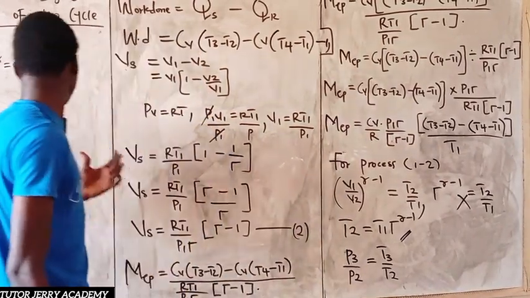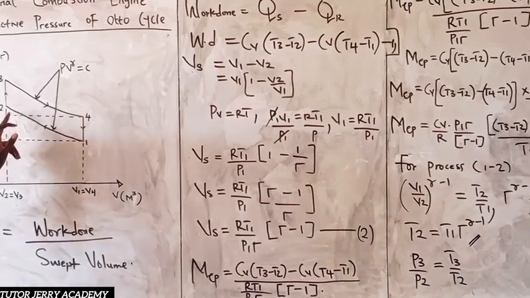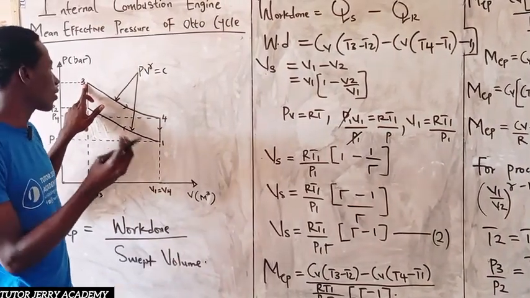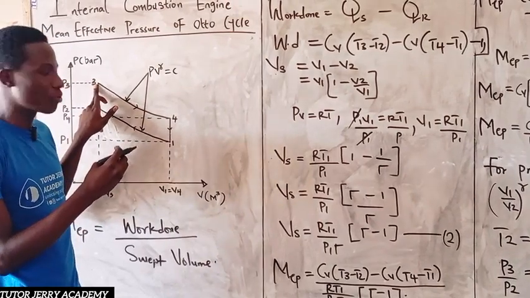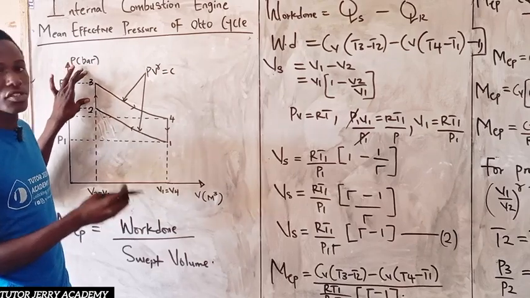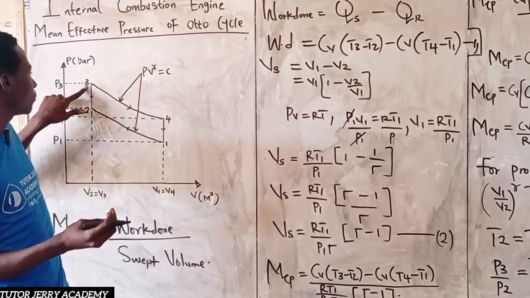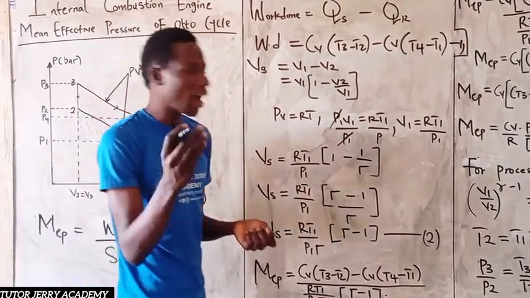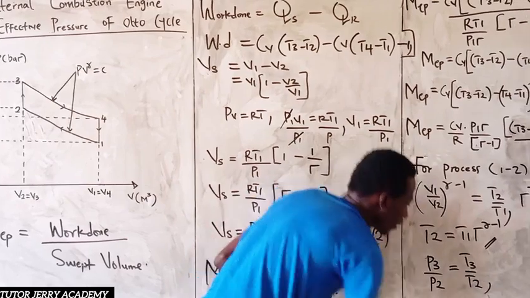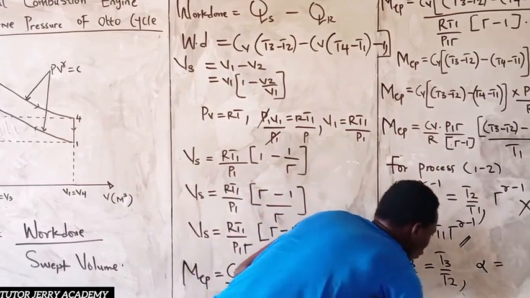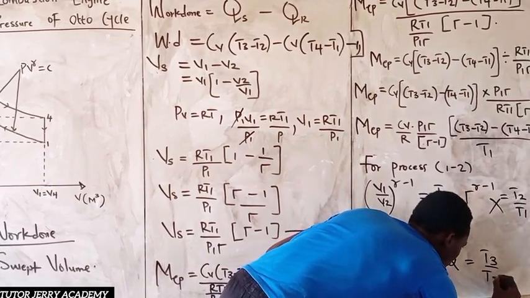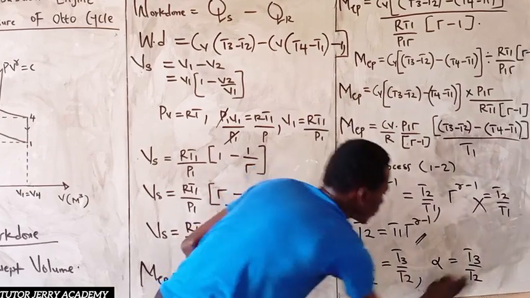Now if you come back to this diagram, you will agree with me that from state 2 to state 3 is the constant volume heat addition process, and this is where we also have the pressure ratio, which is P3 over P2, and is denoted by alpha. So I can rewrite this by saying alpha is equal to T3 over T2.